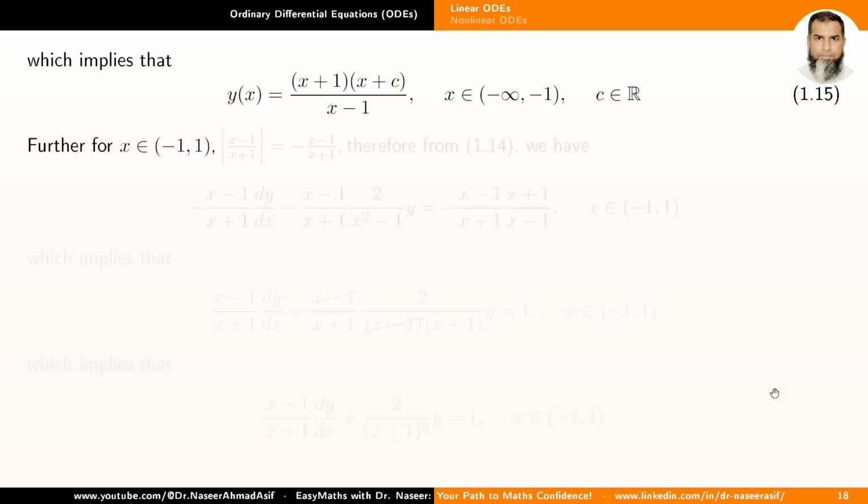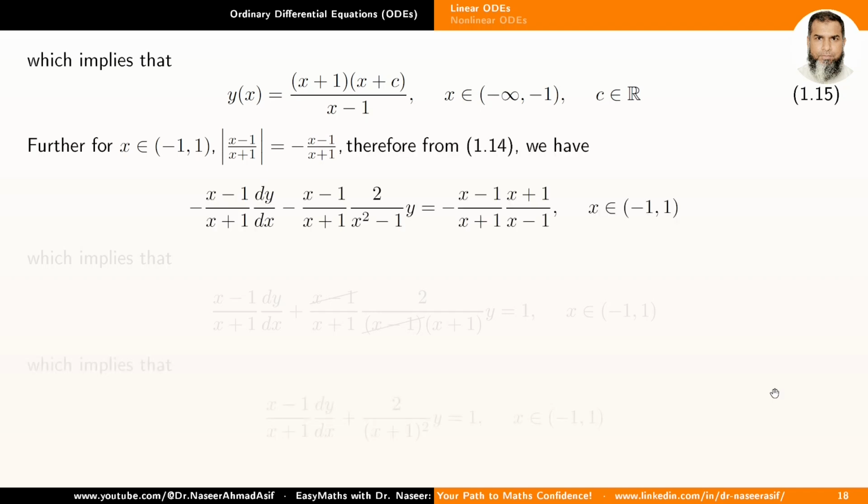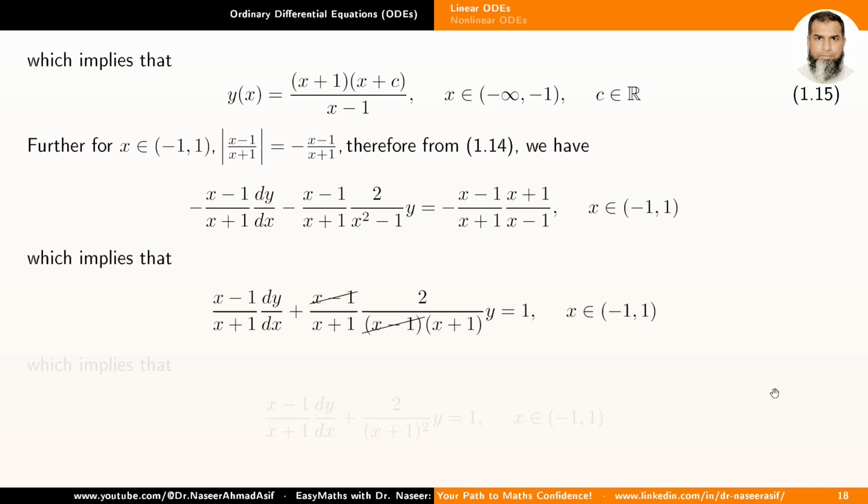Further, for s belongs to (-1, 1), open interval, |(s-1)/(s+1)| is equal to -(s-1)/(s+1). Therefore, from equation 1.14 we have -(s-1)/(s+1) dy/dx - (s-1)/(s+1) · 2/(s²-1) · y = -(s-1)/(s+1) · (s+1)/(s-1), where s belongs to (-1, 1), open interval. So we have (s-1)/(s+1) dy/dx + (s-1)/(s+1) · 2/((s-1)(s+1)) · y = 1, where s belongs to (-1, 1), open interval.